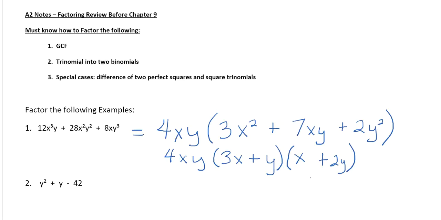In other words, I'm going to FOIL these two binomials and make sure I end up with this trinomial I started with. So first times first is 3x squared, we're fine. This outer product here is 6xy, and this inner product right here is xy, or we think of it, of course, as 1xy. And that indeed does add up to 7xy. And then the last times the last, of course, is 2y squared. So now this first example is completely factored. We did the GCF first, and then we used the guess and check method.